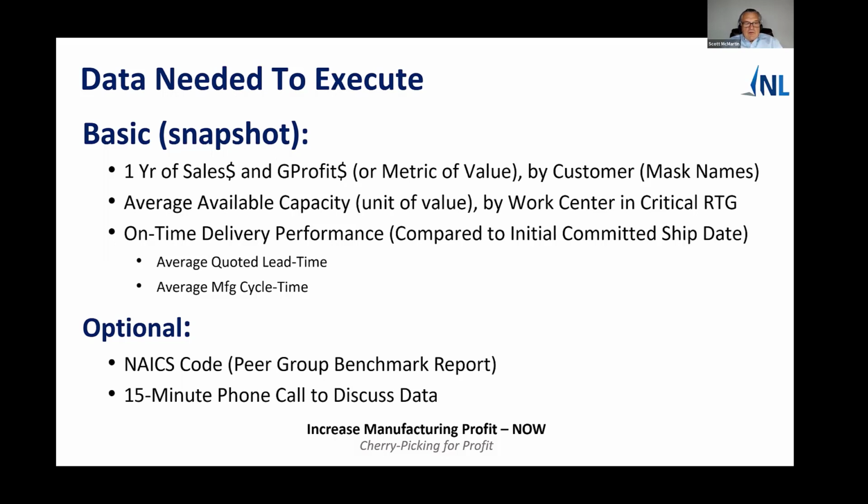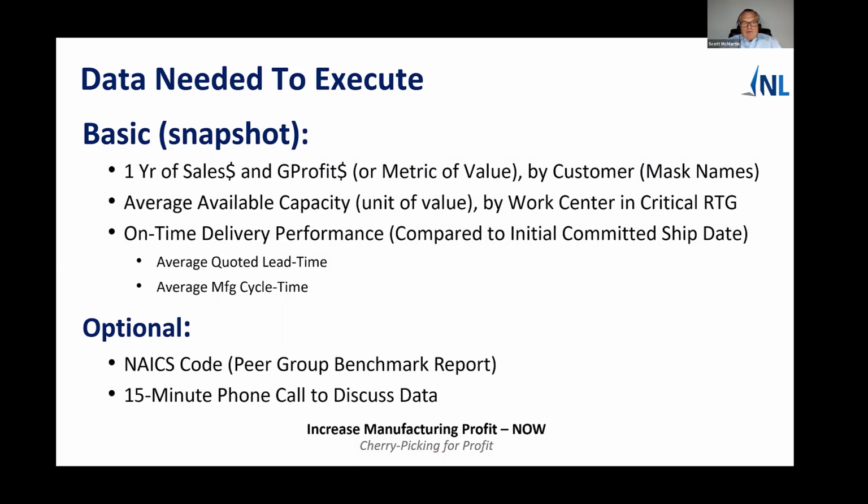What's the average available capacity in terms of the unit of value? At a work center, what is it, pounds poured per employee per month, something like that. I just need to know what the unit of value is, and I need to know it for each work center in the critical routing. You may make 1 million products, but 80% of your business is probably going to go through a pretty common routing. So that's what I would need.